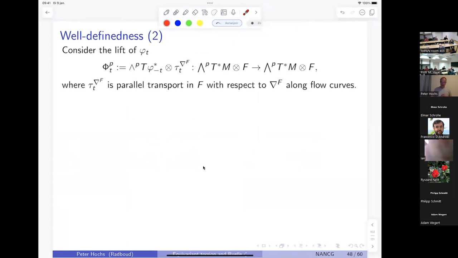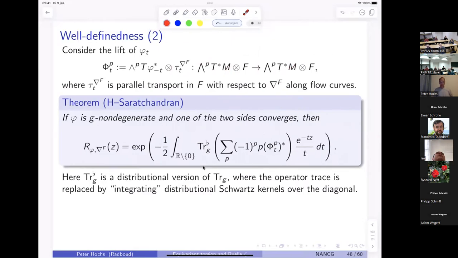Now, this is what I'm going to talk about now. What I'm going to do is lift the flow to the exterior powers of the cotangent bundle tensored with the flat vector bundle, by applying parallel transport in this component and just pulling back along the flow in these exterior powers. Then this was our central result in this paper. There's an expression for this Ruelle zeta function in terms of a distributional trace.